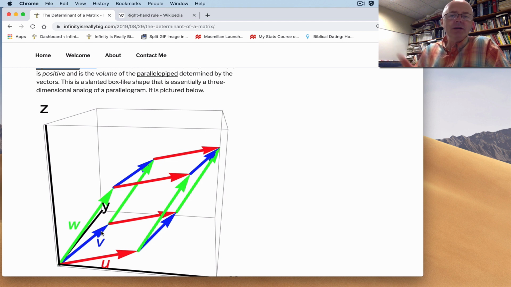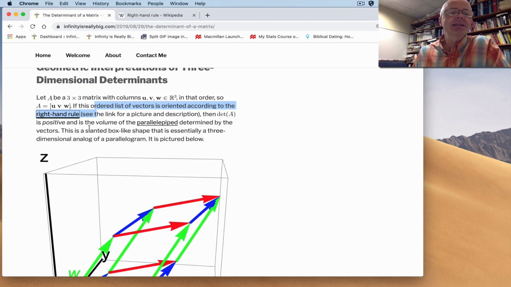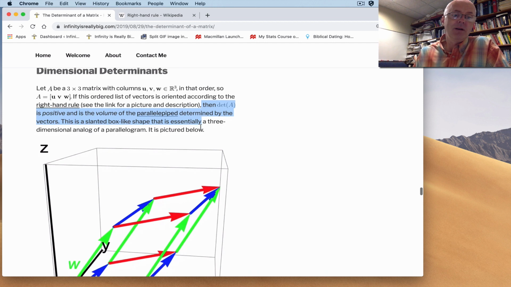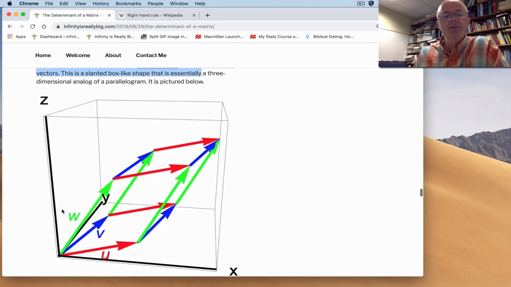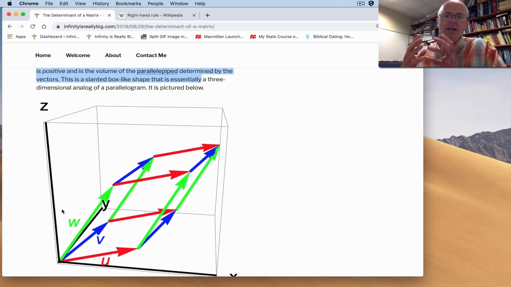They match the orientation of your right hand, not your left hand. And in that case, the determinant will be positive, and it will be the volume, not an area, a volume of this object spanned by these vectors, or determined by these vectors in this picture here, this 3-dimensional slanted box.